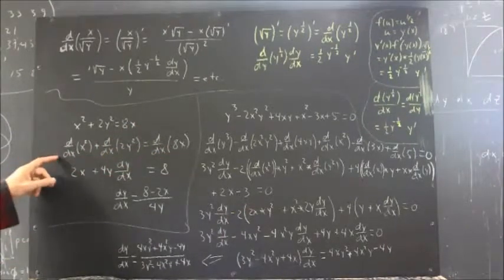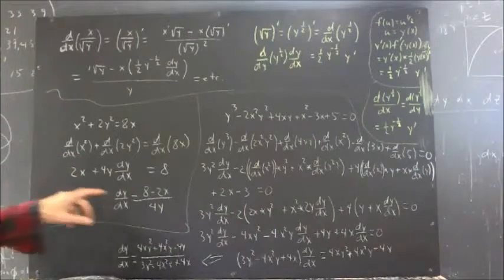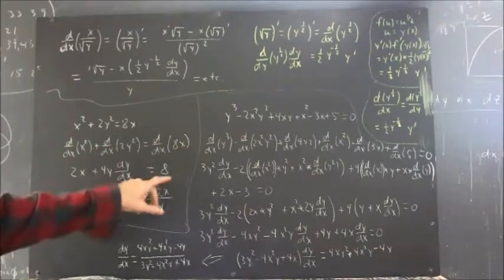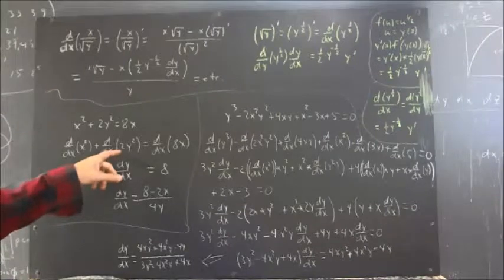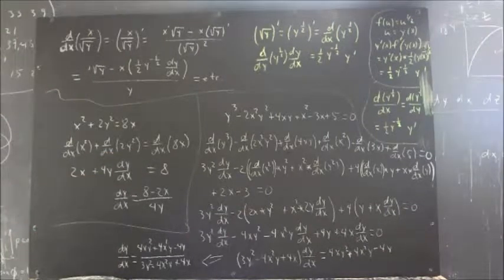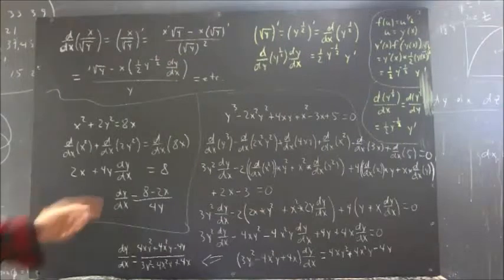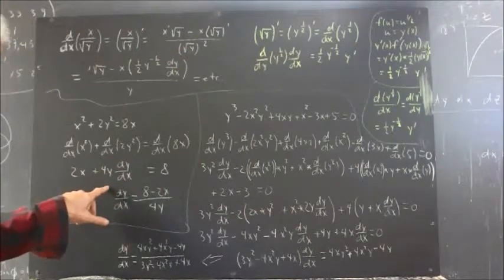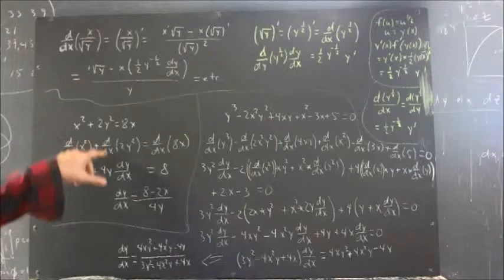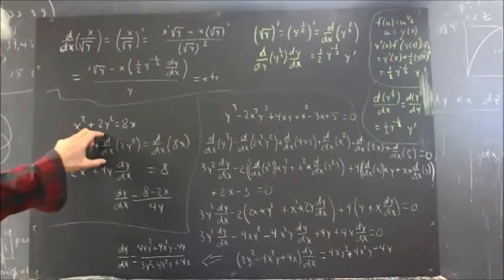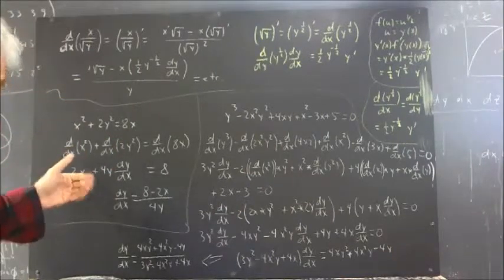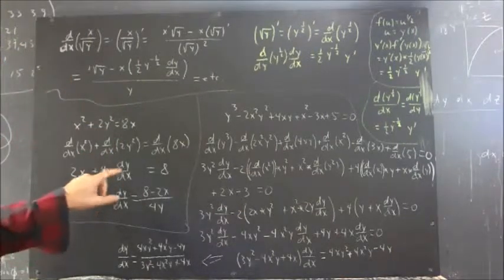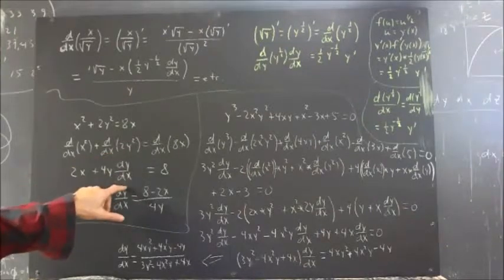Now, the derivative with respect to x of x squared is 2x. The derivative with respect to x of 8x is just 8, and that should be very easy to understand by this point. Now, the derivative with respect to x of 2y squared is what? Well, the derivative with respect to y of 2y squared is 4y. However, the derivative is with respect to x, so the derivative with respect to x of 2y squared is the derivative with respect to y times the derivative of y with respect to x. In other words, 4y times dy/dx.